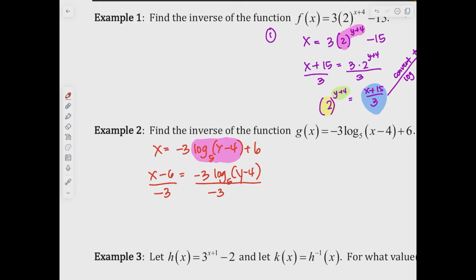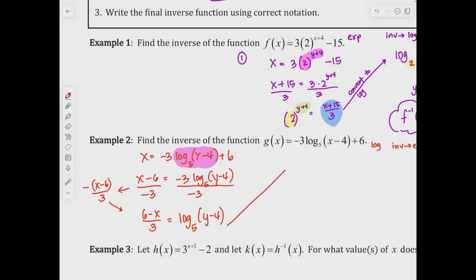And then I'm going to divide by negative 3. Okay? Now, in most cases, you can just leave the negative 3 in the denominator. What you can also do is, again, I'm going to just skip a step. If I were to take the negative sign and move it to the numerator, that's the same thing. And if I distribute the negative sign, that's negative x plus 6, which is the same thing as 6 minus x. So I shift the negative sign to the numerator, and all that does is it changes the order of subtraction. So I have 6 minus x over 3 is equal to log base 5 of y minus 4.